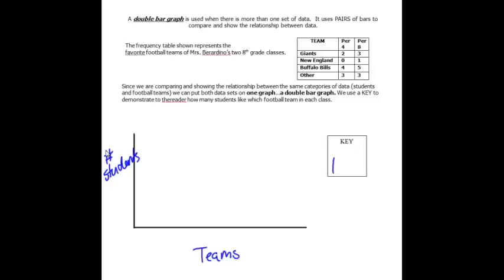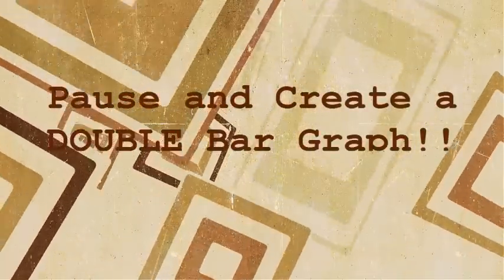So I'll have maybe this for period 4, the blue, and for period 8 I might have red. And then I'm going to put my teams that I have here. So for instance, I have the Giants, and then I will graph. I'll put my numbers along here, and I will graph it. So I would have a period 4, and then I would have a period 8, or whatever the case may be. So you guys should pause here and create this on your own. Come back and check with me.